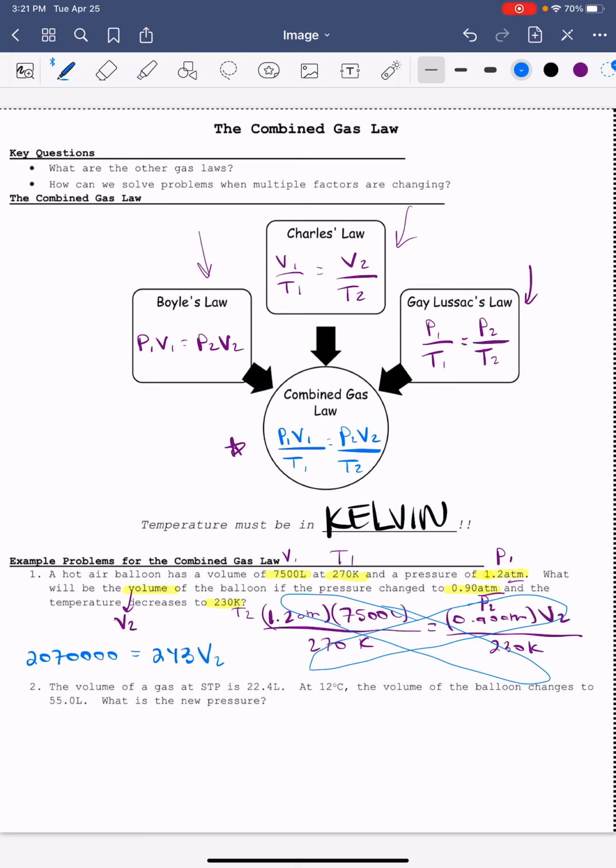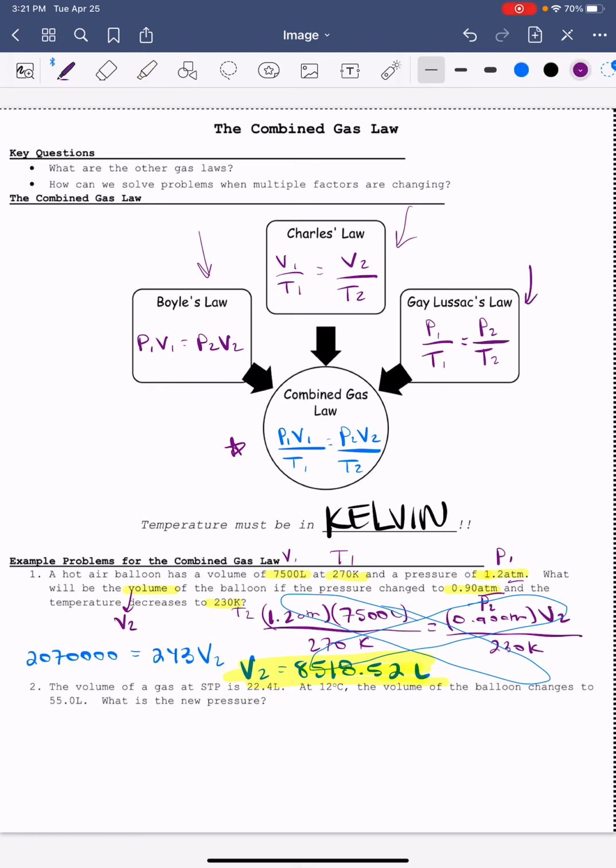So then I'm going to solve for V2. Let me divide both sides by 243. And I'm going to find that my new volume has, not significantly, but it has increased quite a bit to 8,518.52 liters. So this would be the answer for the first one.